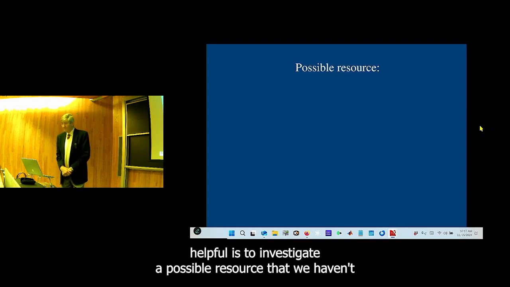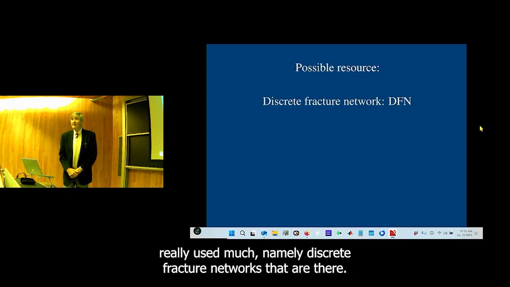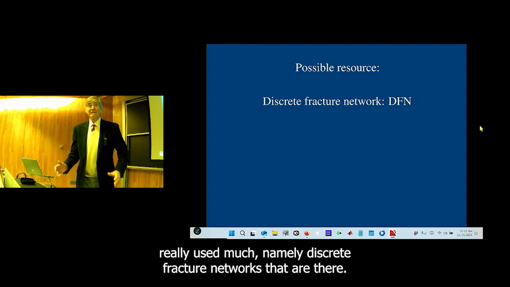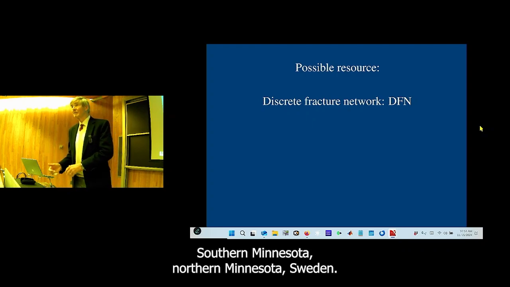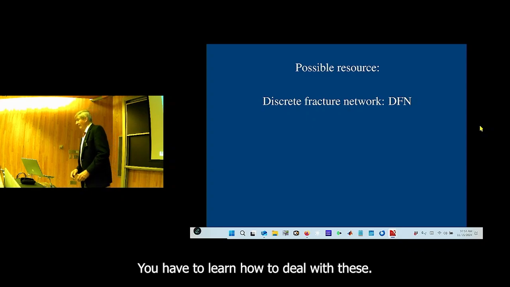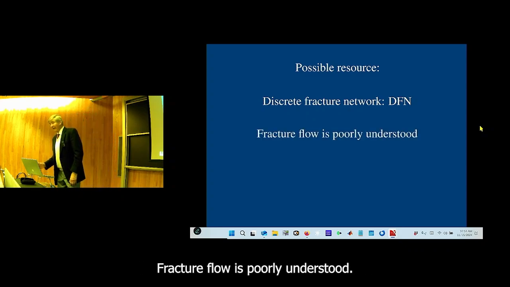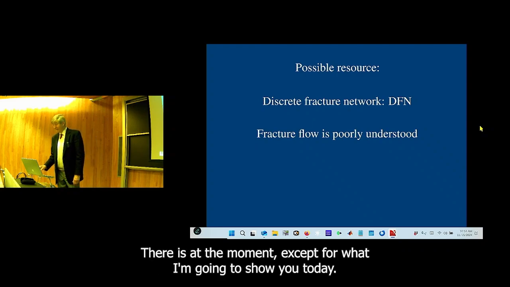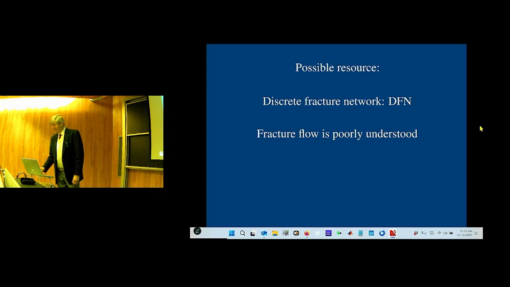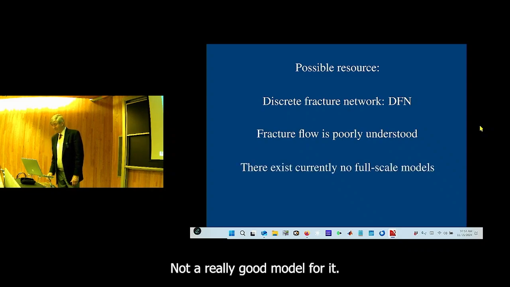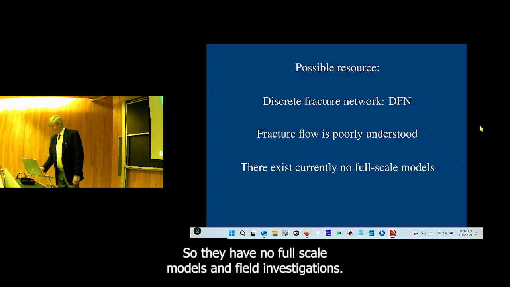And what I thought might be helpful is to investigate a possible resource that we haven't really used much, namely discrete fracture networks that are there, in southern Minnesota, northern Minnesota, Sweden. We have to learn how to deal with these, and we have no clue. Fracture flow is poorly understood. There is, at the moment, except what I'm going to show you today, not a really good model for it. So there are no full-scale models. And field investigation is very difficult.